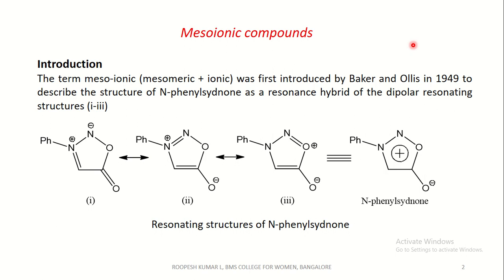Here, mesomeric is defined as the polarity produced in the molecule by the interaction of two pi bonds, or between a pi bond and a lone pair of electrons on an adjacent atom. So these are the resonating structures. This is the resonance hybrid of the dipolar resonating structures, which is also called phenyl sydnone. That is, phenyl is attached to a heteroatom, so N-phenyl sydnone.